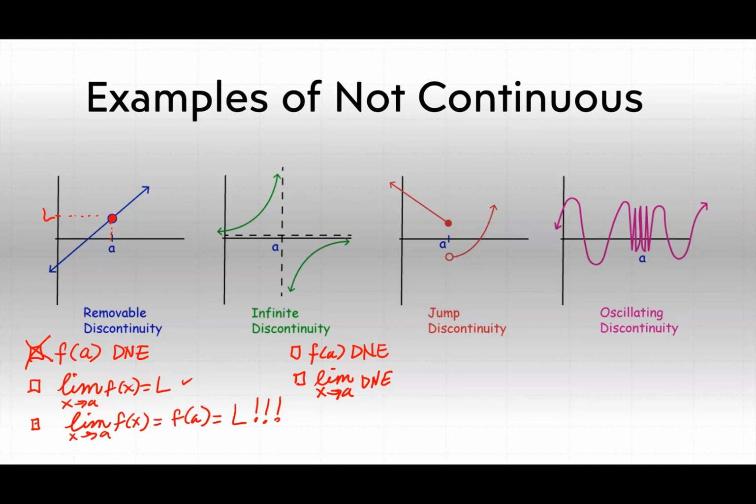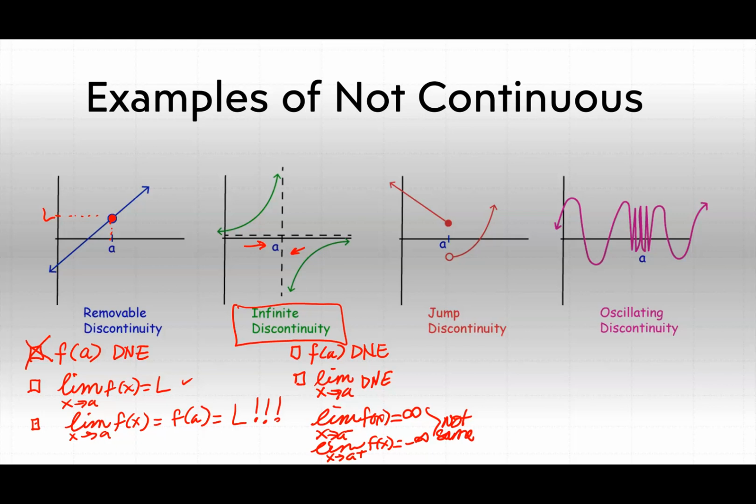And why is this limit not existing? Because approaching a from the left, the limit as x goes to a from the left of f of x is infinity, whereas the limit as x goes to a from the right of f of x is negative infinity. Not the same. So the limit doesn't exist. And that is what we call an infinite discontinuity, and it's not removable. There's no limit to be assigned to a value.